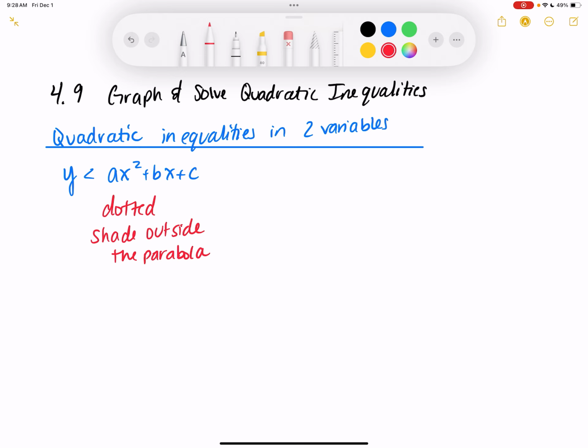If we had y is greater than ax squared plus bx plus c, this is still going to be dotted, but we would be shading inside the parabola.